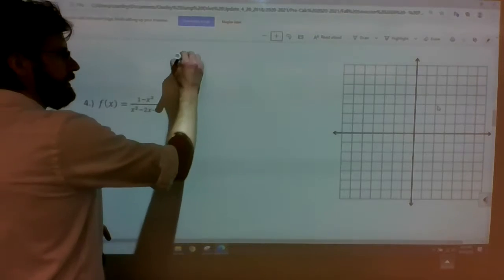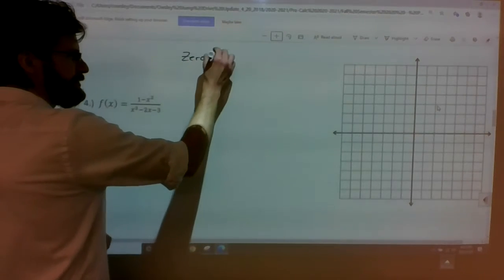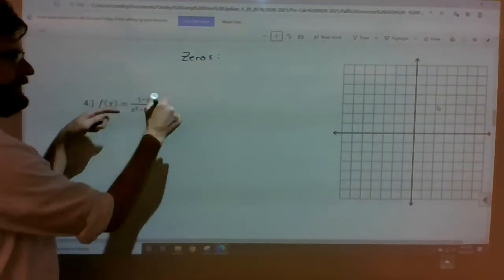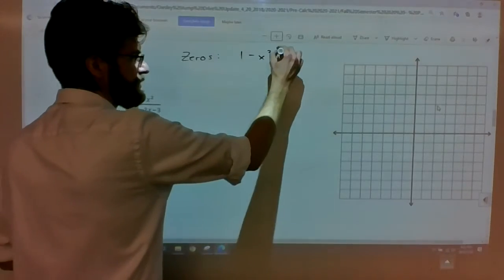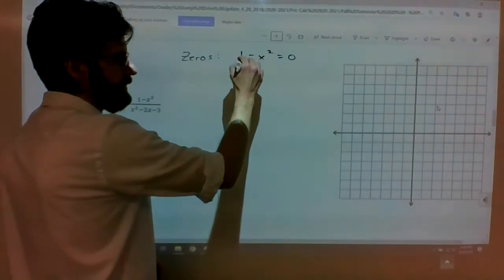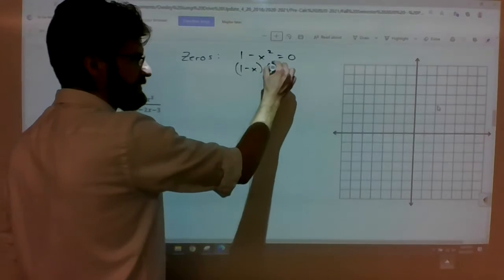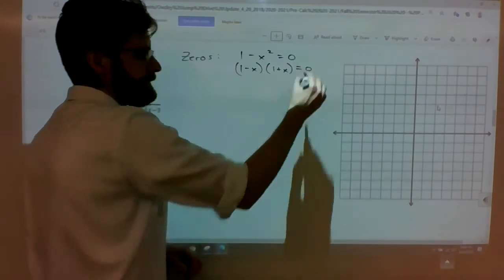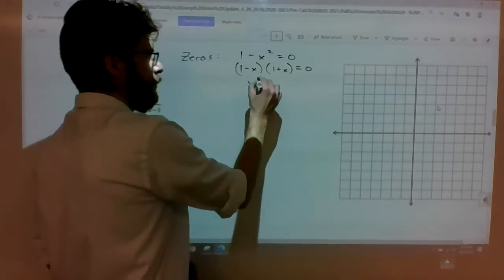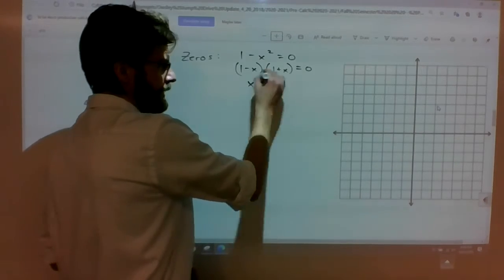All right, so I'm going to go out of order this time. Let's do zeros first. Top equal to 0 gives us our zeros. Hey, difference of perfect squares: 1 minus x, 1 plus x. We got 2 zeros, one at +1, one at -1.